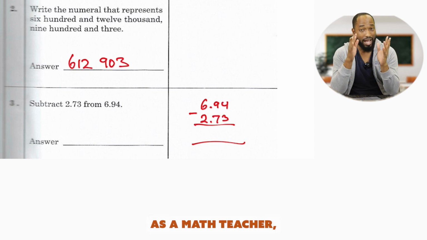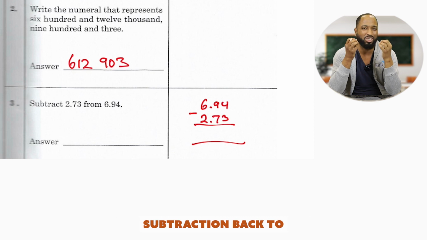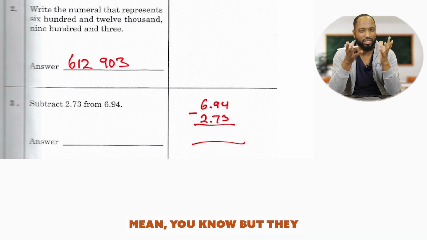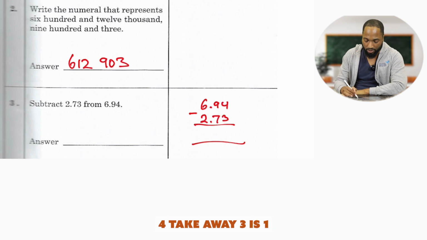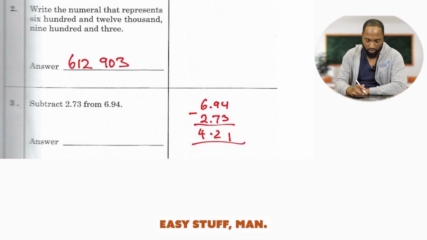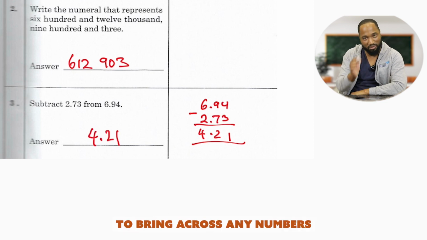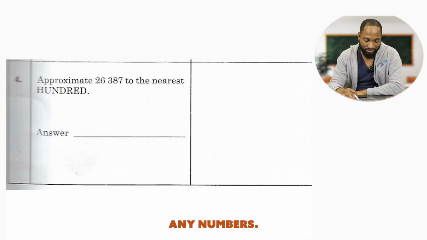As a maths teacher, that's something students do a lot. They say subtraction back to front. They know what they mean, but they say it back to front. So you could practice that, right? I told you that already. 4 take away 3 is 1. 9 take away 7 is 2. And 6 take away 2 is 4. So the answer is 4.21. Easy stuff. We didn't need to borrow any numbers.